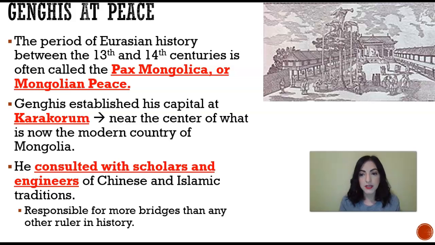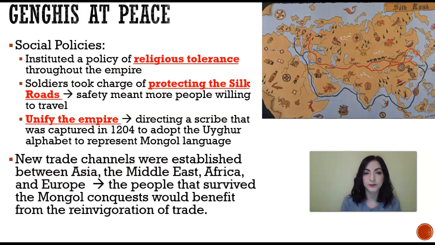Even though Genghis earns a reputation for being pretty ruthless, pretty brutal in warfare and battle, and he definitely deserves it, he also is famous for establishing a very long-lasting period of peace. Between the 13th and 14th centuries, a period of peace is known as the Pax Mongolica. Once he's done conquering, once he's done taking over all the territories that he needs to, he has no need to continue any further, and so it's a period known as the Mongolian Peace. He establishes his capital at Karakorum. Like I mentioned, there's a picture of what it supposedly looked like, which is now near the modern-day country of Mongolia. He consulted with other scholars and engineers of Chinese and Islamic traditions to create probably the most bridges out of any other ruler in the history of the world.